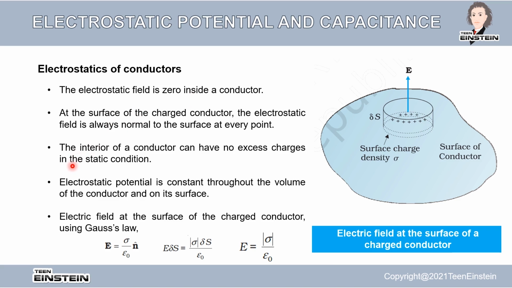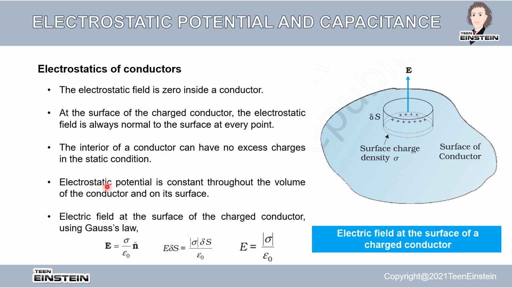The third point is, the interior of a conductor can have no excess charges in the static condition. Why is it so? We already talked about this. The electrons or the free charges inside the conductor are free to move, right? If there is a group of charges inside the conductor, they will try to maintain as much distance as possible within the conductor. That's why they always go to the surface. So in the interior of the conductor, there cannot be any excess charges. If there are excess charges, they move to the surface of the conductor.